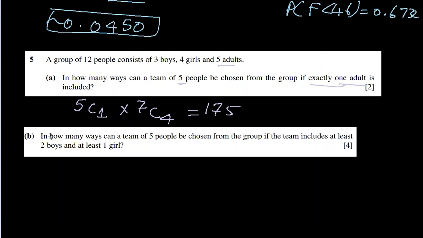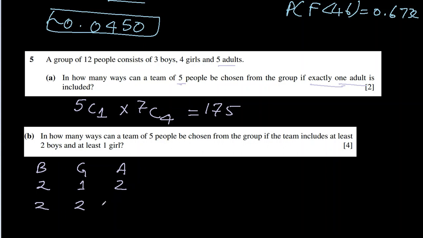In how many ways can a team of 5 people be chosen from the group if the team includes at least 2 boys? Okay, so there will be some boys, there will be some girls, and there will be some adults. So at least 2 boys and 1 girl have to be there, right? So how many adults will be there in this case? 2. That's how it becomes 5. Next, it remains 2, but girls become 2.